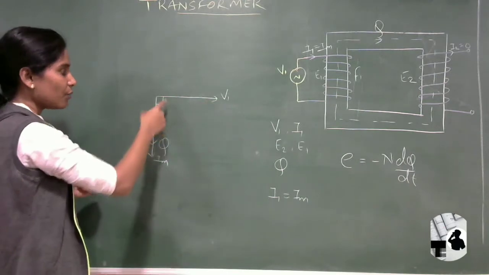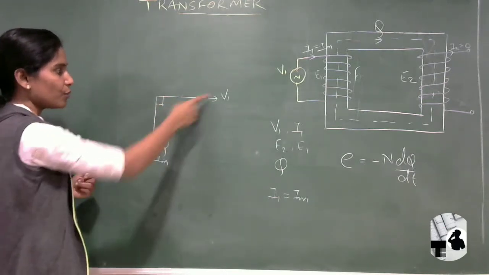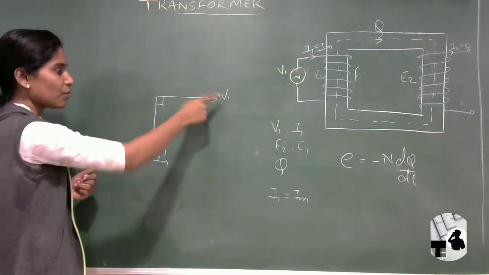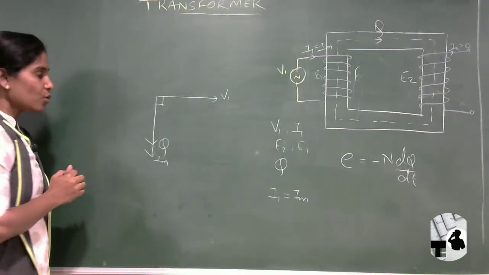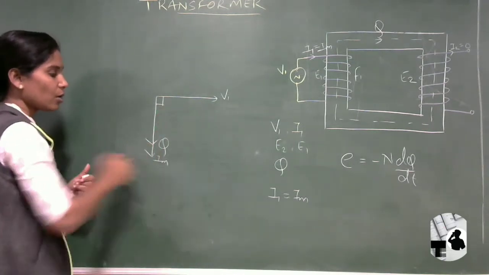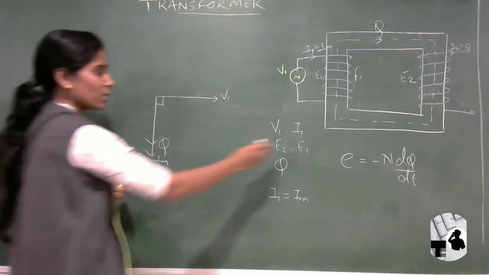So because of that, we are getting 90 degree of phase lag with the V1. So IM is lagging the V1 by 90 degree. Right? So this is the case for these three components. Now what about the E1 and E2?